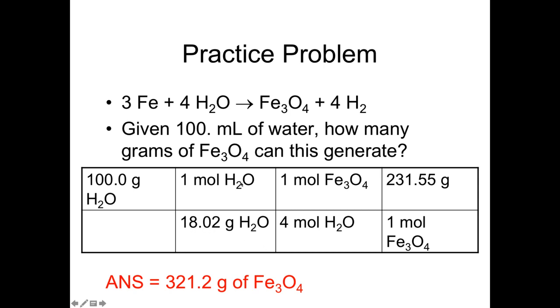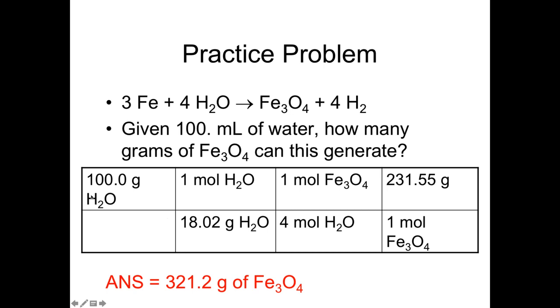I go to my balanced equation. I'm getting rid of water, so I'm going to put 4 moles of H2O on bottom. I'm going to Fe3O4, so I'll put 1 mole of Fe3O4 up here. Then what's going to happen is we'll do the molar mass. And the molar mass of Fe3O4, 4 oxygen and 3 iron, is going to be 231.55.